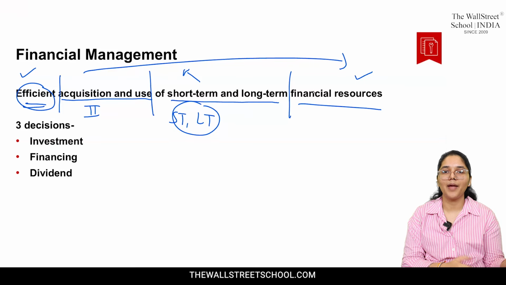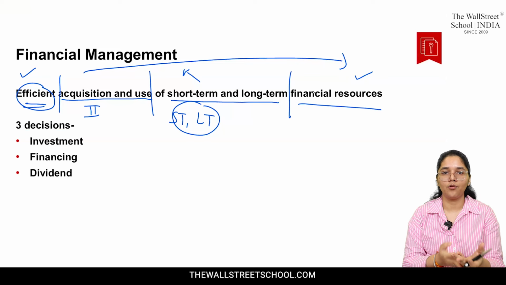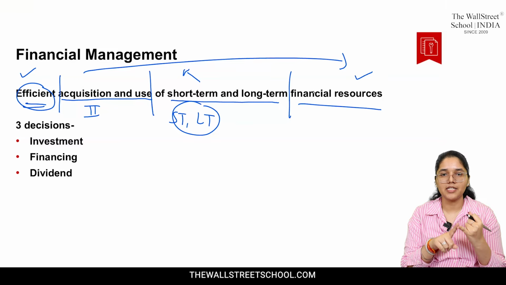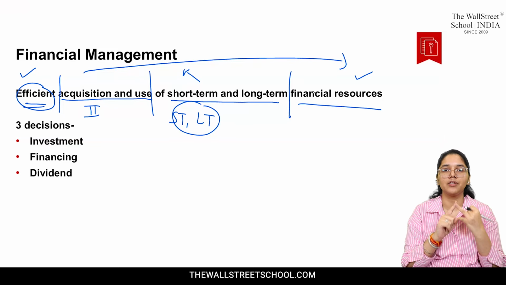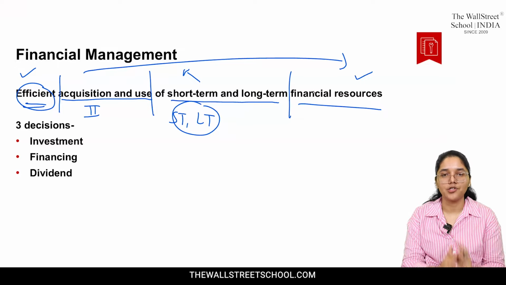What do you mean by wealth maximization? All that the shareholders have invested, their capital should grow. That means the share price of the company should grow, and also the companies keep giving dividends to the shareholders. So shareholders should keep receiving dividends, and the share price should also keep rising. So this is all what we do as a part of financial management.